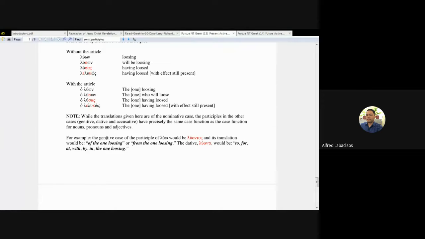So, for example, in the genitive case of the participle of luo, it would be luontos, and its translation would be "of the one losing." So, if it's in the genitive, you only add "of," no? "Of" or "from": of the one losing, or from the one losing. In the case of the dative, "to" or "for," "at," "with," "by," "in": you add these prepositions to the one losing if it's in the dative, but for the genitive, "of" or "from."